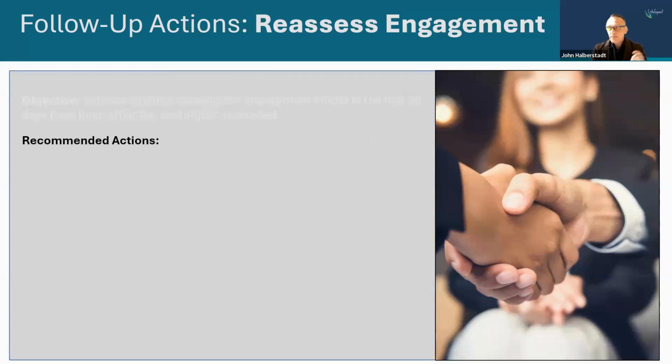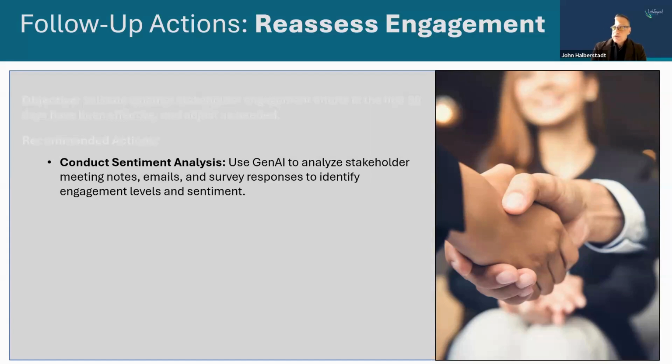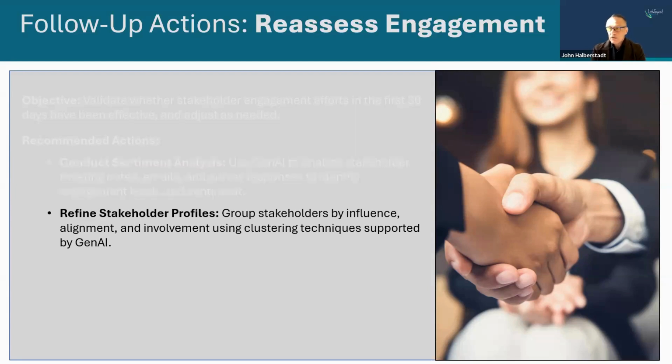So here are some recommended actions that we could do with the help of generative AI to help make sure that that first phase was effective. We could use generative AI to analyze stakeholder meeting notes, emails, and survey responses to identify engagement levels and sentiment. Now, some of those may be self-evident from the conversations that we've had, but what a great way to take those different artifacts that happened as a result of what we talked about in the first 30 days and really see overall, do we have some patterns that may emerge that we may want to look into to tune how we're approaching the communication and how we're working with stakeholders.